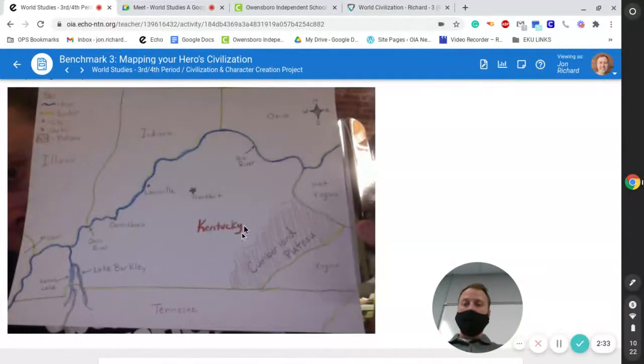So, for example, in my Kentucky example here, you can see that I put the Lake Barkley and Kentucky Lake down in the western side of Kentucky. I put the Cumberland Plateau in the right side. I put the Ohio River along our northern border, okay?